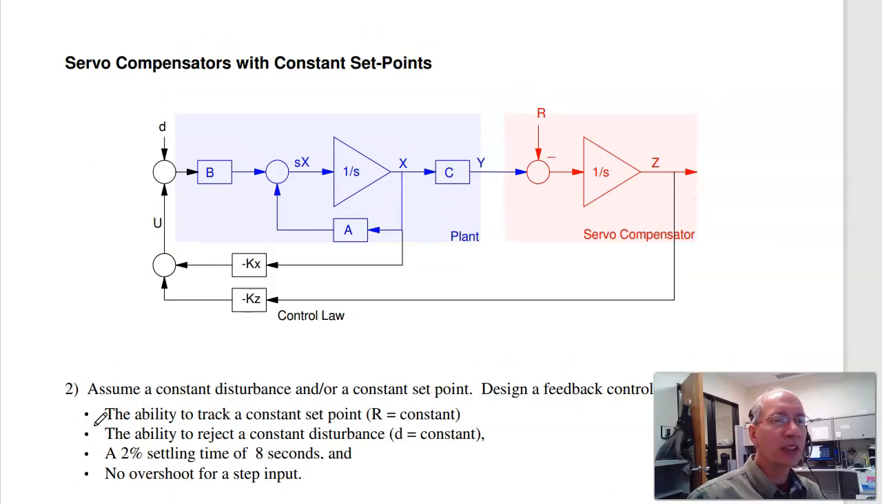Well, to avoid that, I can use a servo compensator. What a servo compensator does is it adds an integrator to the output. At steady state, all the states are constants. If Z is a constant, Z dot right here is 0. If Z dot is 0, then Y has to equal the reference. Guaranteed it tracks, as long as you're stable.